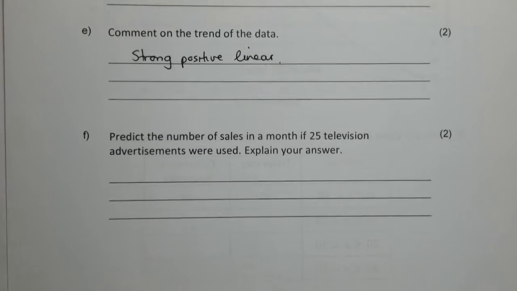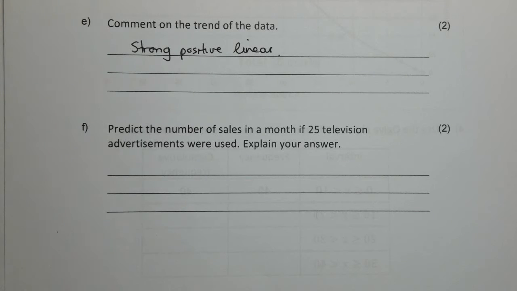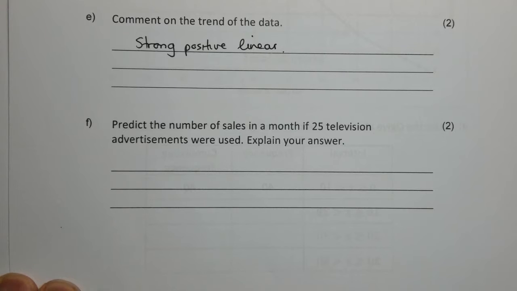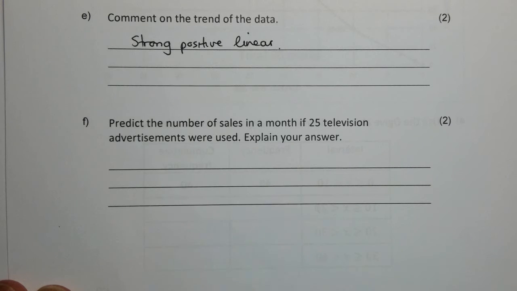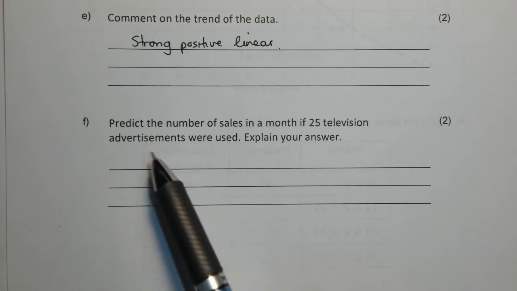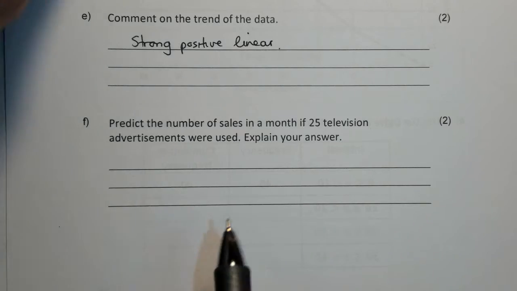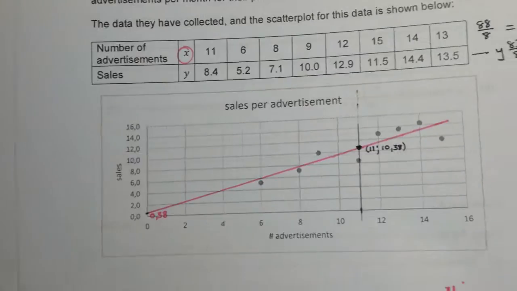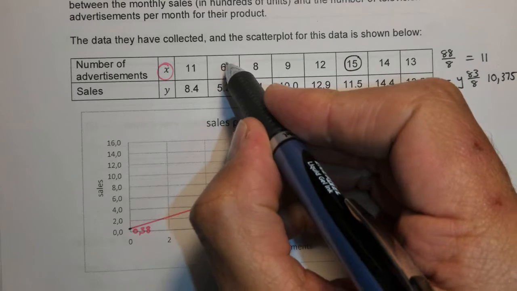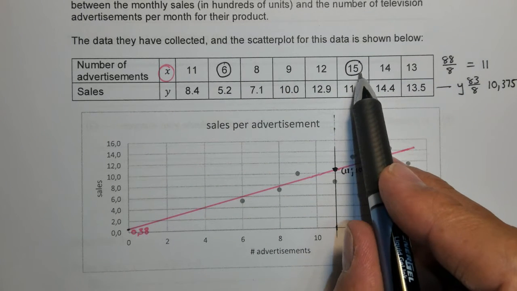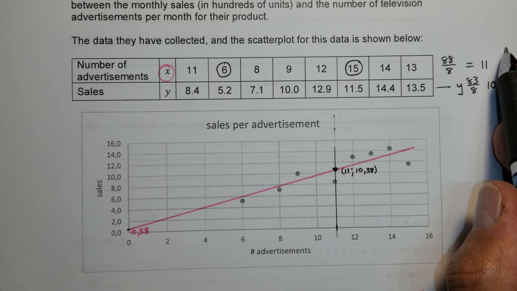Sorry, that was my phone. If I go to number F, over here, now they ask us to predict the number of sales in a month if 25 television advertisements were shown. Okay, we're looking at the 25 television advertisements. Let's go back to the data. The data, number of advertisements, has a maximum of 15 and there was a minimum of 6. Now 25 advertisements lie way outside of this data.